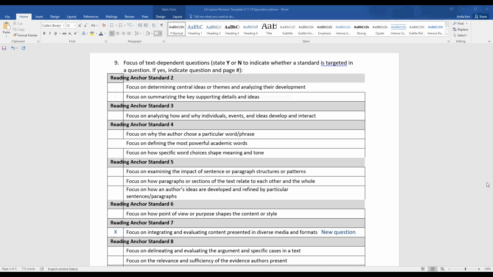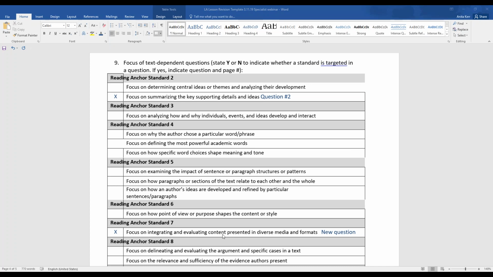Very good. Perfect. Shannon says she can see the second part of Anchor Standard 2. I can too, Shannon. That was one that I had noticed. Question number 2, the according to the author, deals pretty much with that same idea. Key supporting details. Why does he say this? Where do you see it? Yeah, perfect.